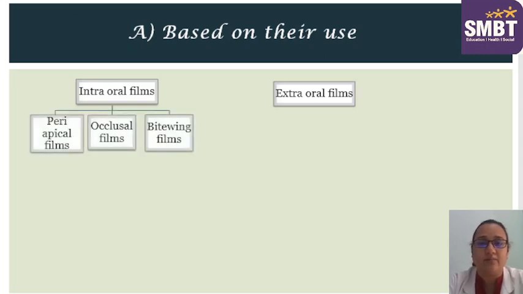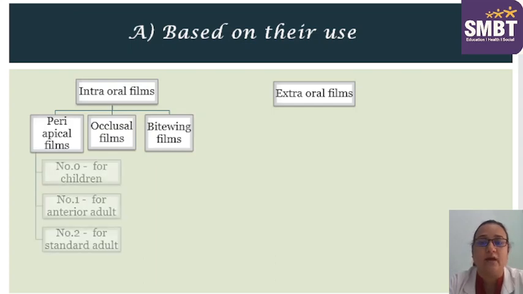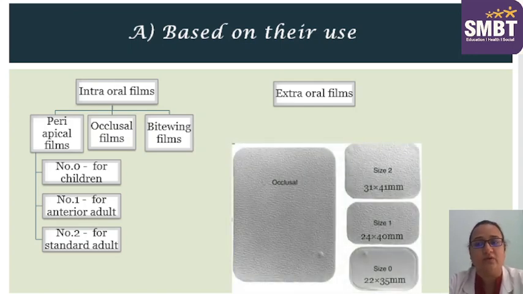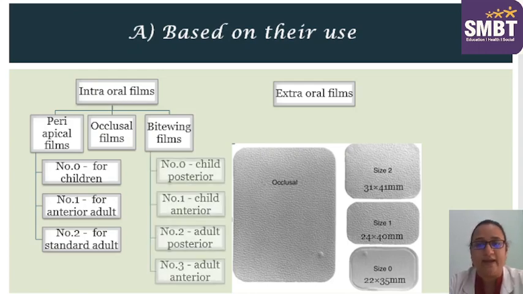Intraoral films can again be classified as periapical, occlusal and bite wing films, which can be subclassified depending on their sizes. A periapical film can be number 0, number 1 and number 2. 0 is for children, 1 and 2 can be used for adults. Same for the occlusal film, they can be size 0, 1 and 2, and bite wing films can be size 0, 1, 2 and 3. 0 and 1 are used for children and 2 and 3 are for adults.